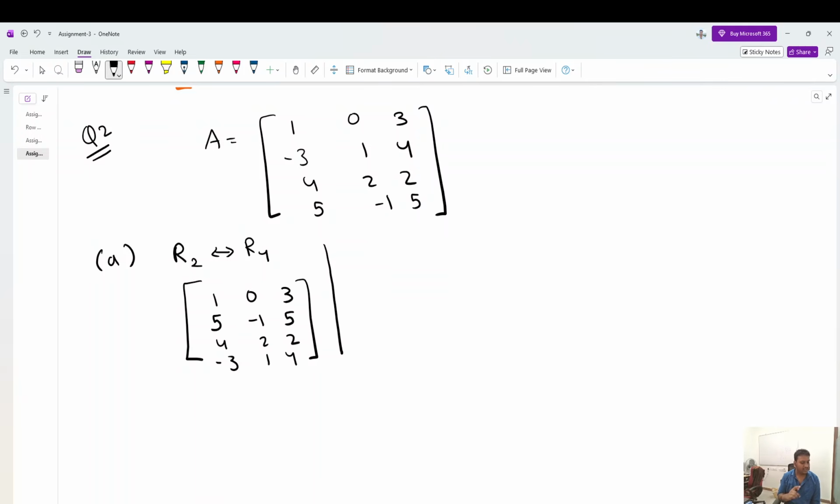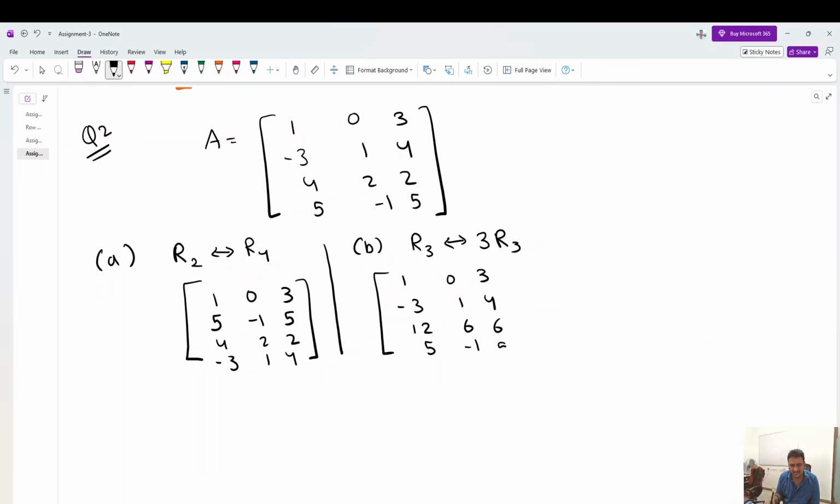Now, there are three parts. I think we have to deal with these separately. We don't have to do it in the same matrix. So the B part is multiply third row by 3. So what should be your operation? R3 is replaced by 3 times R3. What will happen, guys? First row will be same. Second row will also be same. And here 4 into 3. What is 4 into 3? 12. 3 into 2, 6. 3 into 2, 6. Fourth row will also remain same.